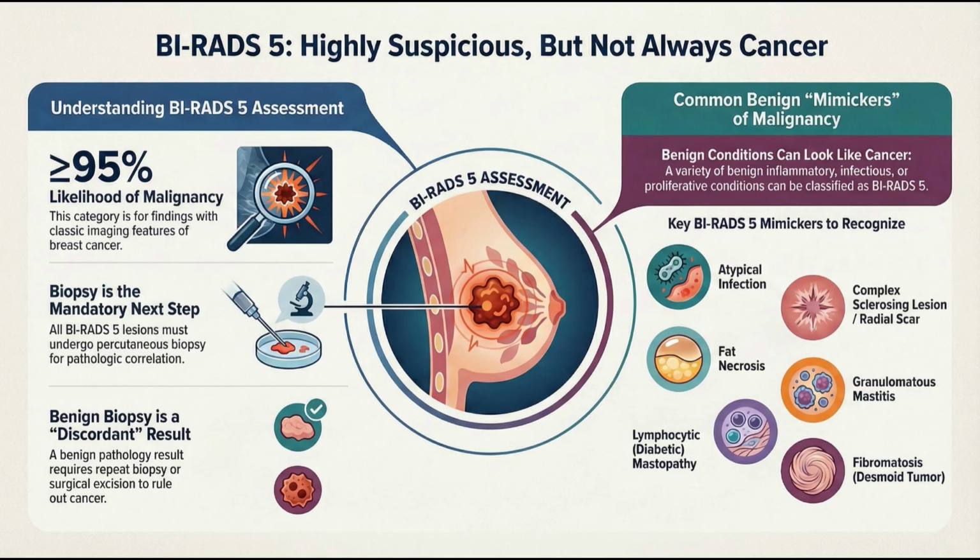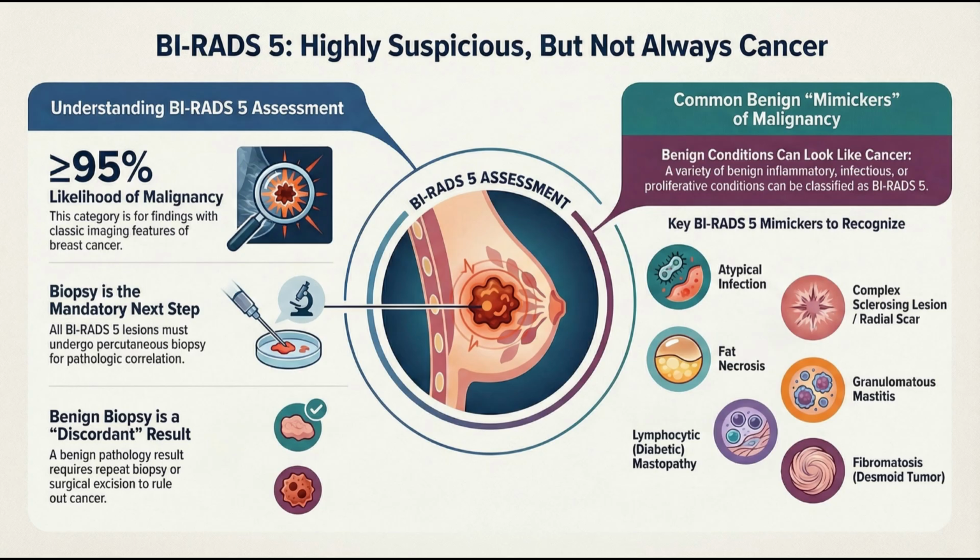If you have an image that is undeniably BI-RADS 5, spiculated, washout kinetics, the works, and the pathology comes back benign, we call that discordant. They don't match. The story doesn't make sense. So who wins that fight? The pathologist with the microscope or the radiologist with a big picture from the scan?